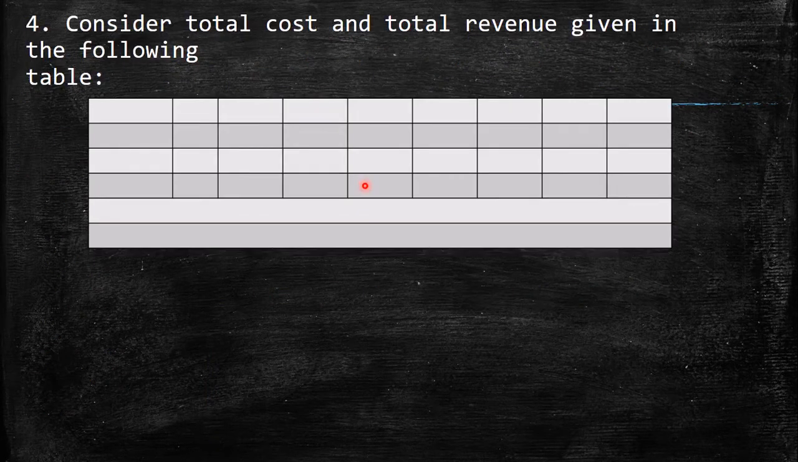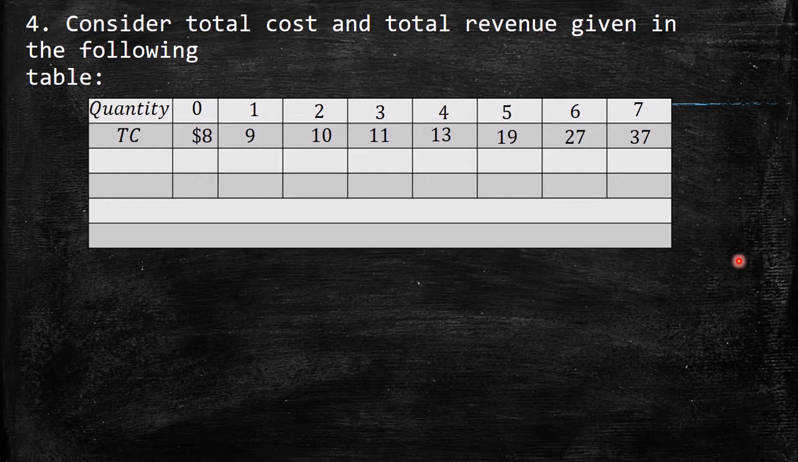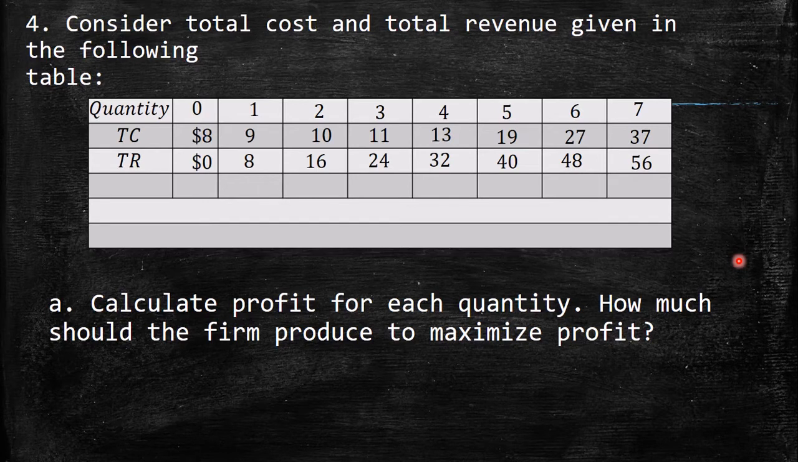Then we have the fourth question. Consider total cost and total revenue given in the following table. So here we have quantity. Okay, then we have the total cost, which increases naturally with the quantity produced. Here we have the total revenue as well, it increases. And then the first question says, calculate profit for each quantity. How much should the firm produce to maximize profit?